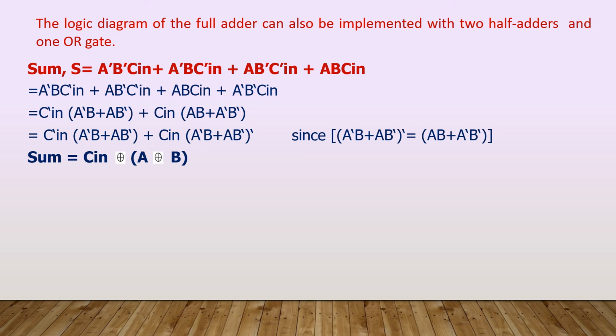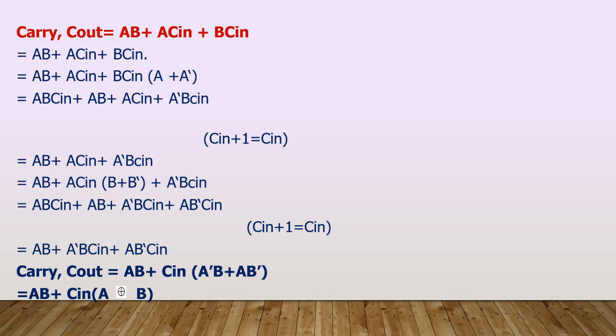Similarly, from the second and the third term, shall we take C in dash as common? So here also we can take C in dash. Likewise, we can simplify this sum expression in such a way that it is C in XOR A XOR B. So this is a simplified Boolean expression for sum, so as to implement it using 2 half adder circuits. Now we can consider the carry expression also.